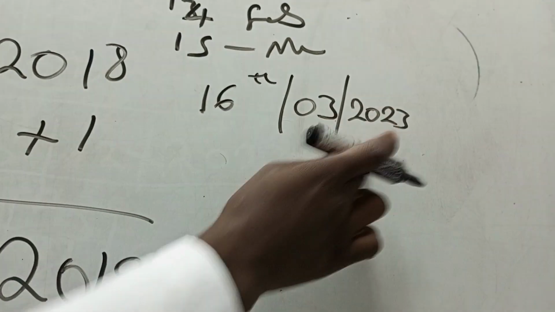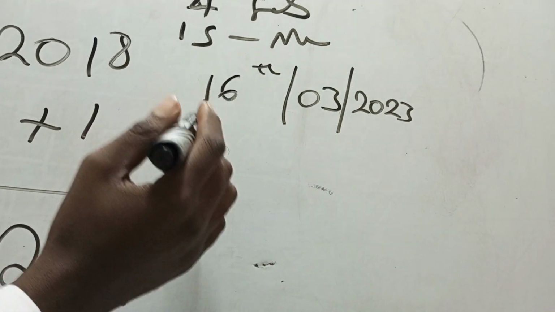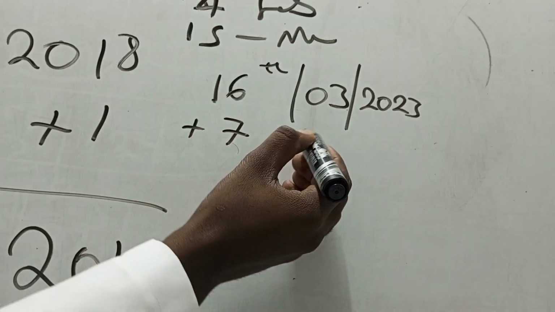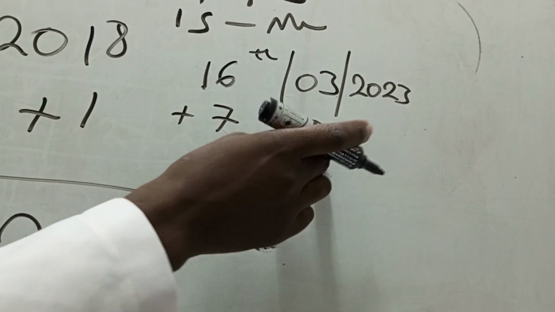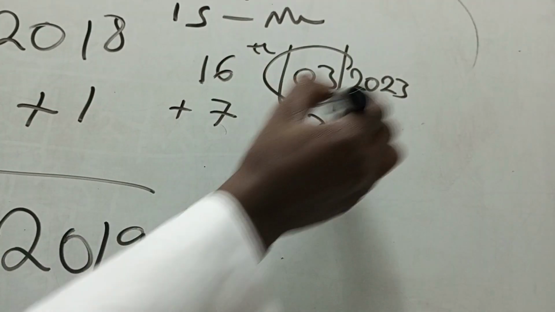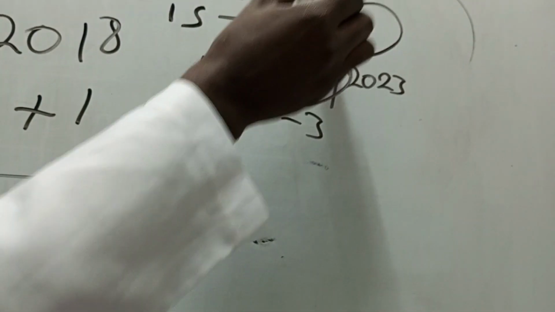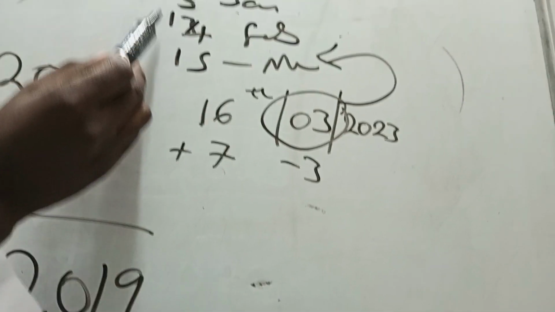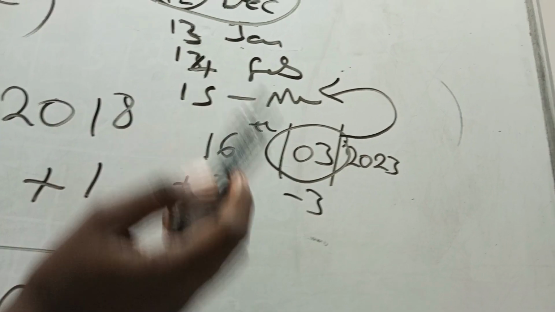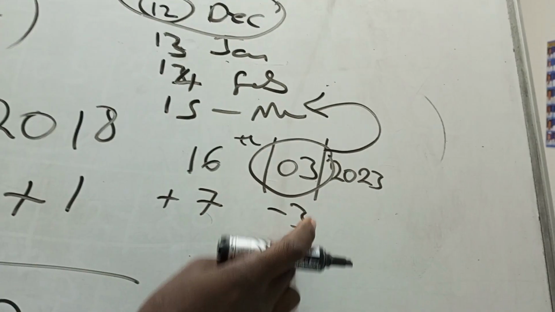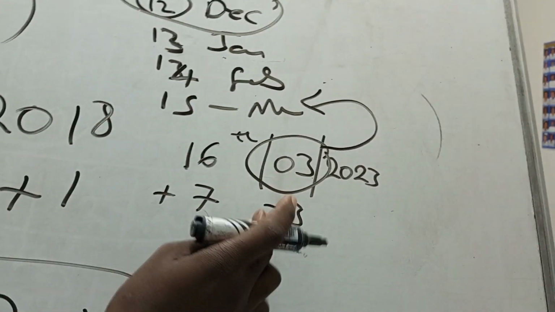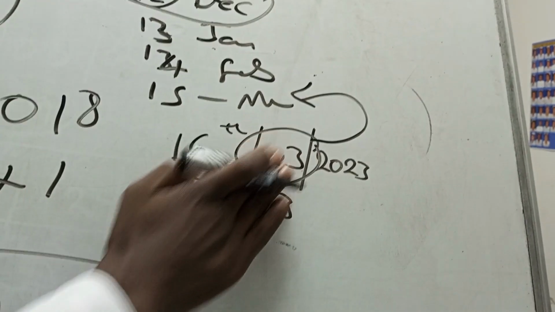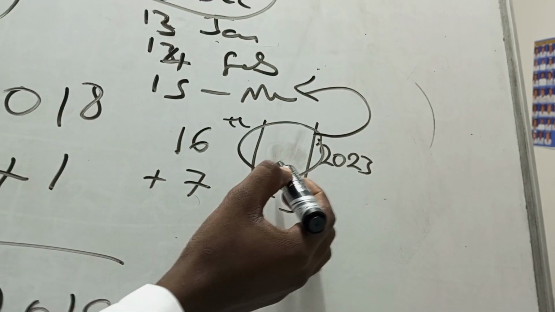So, March 2023. Now remember, the same rule states that we need to add 7 here, and you subtract 3. You are not going to call March the 3rd month, you are going to call March the 15th month, since December was 12, January 13, February 14, and March 15. So instead of March being the third month, it's going to be 15. Is it clear?